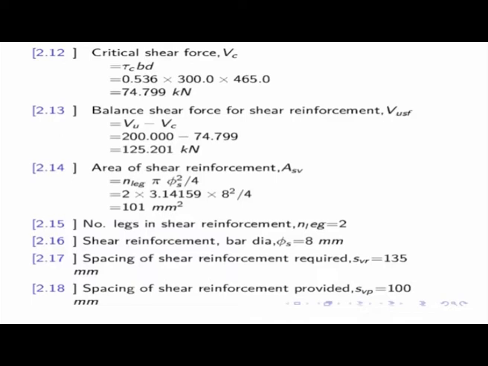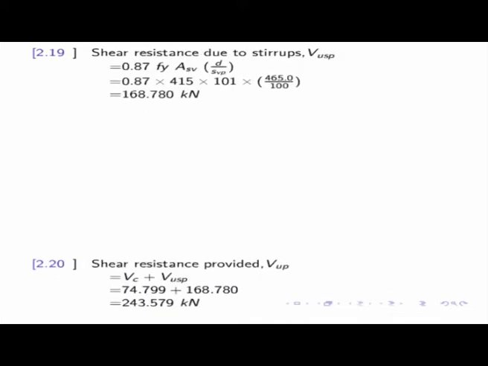What is the area of shear reinforcement here? Asv. Yesterday I told that two-legged means there are two vertical bars, so we call it two-legged. Sometimes you require three also, sometimes four, that means four-legged, depending on the situation. So if we consider here 101 square millimeter, number of legs 2, shear reinforcement bar 8 millimeter, spacing of shear reinforcement required is 135 that we are getting, and spacing of shear reinforcement provided, let us say 100. So this particular one we can consider here.